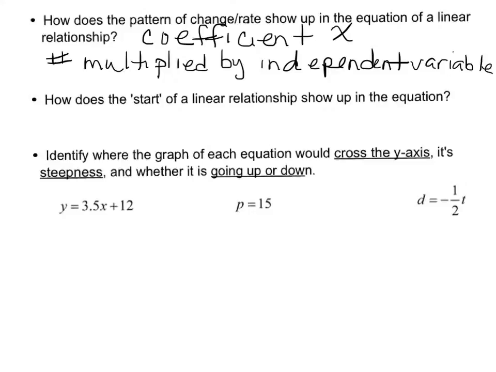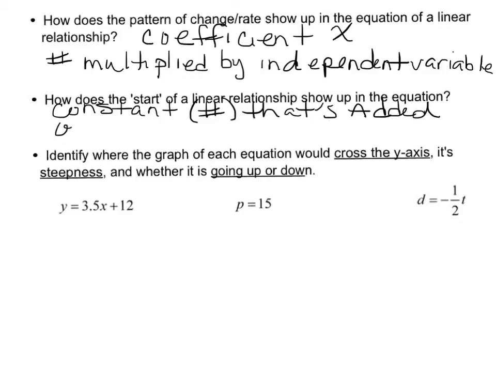So if you've forgotten what coefficient means, remember it's the number being multiplied by a variable. All right, how does the start of a linear relationship show in the equation? The start, the beginning, is that constant number. Constant is a number that doesn't change. So the constant, or in other words, the number that's being added or subtracted in your equation. So if I have a negative balance at the beginning of the month in my bank account, which would be awful sad, then I would be starting at a negative number, so I'd have to subtract something in my equation.